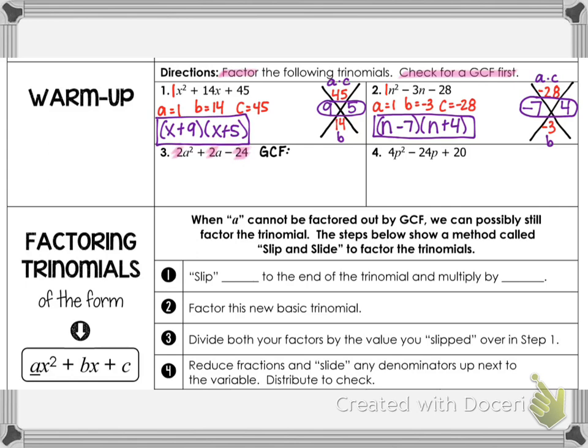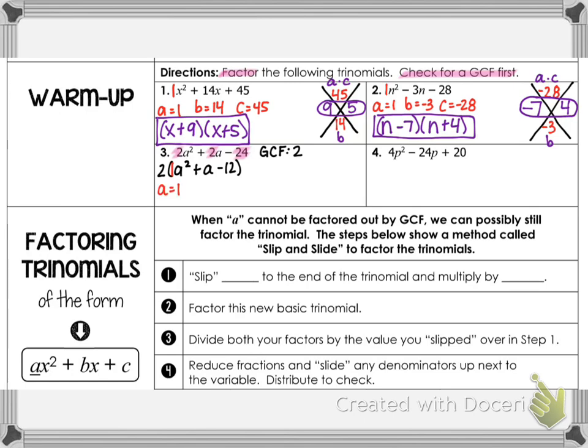Okay, so notice here we can take out a GCF. All of those numbers can be divided by 2: 2, 2, and -24. So the GCF here is 2. So we're going to take out a 2 before we start anything else. If we divide this first term by 2, we're left with just a squared, because 2 divided by 2 is 1, and we don't need to put the 1. You can if you want. 2 divided by 2 here is again 1, so we're just left with a. And -24 divided by 2 is -12.